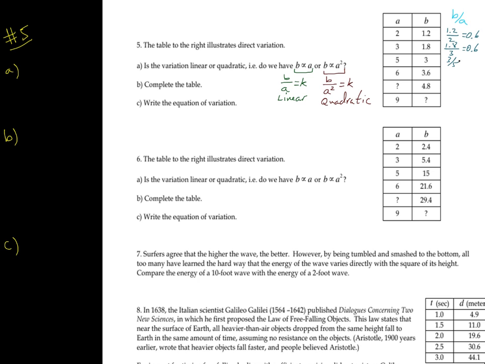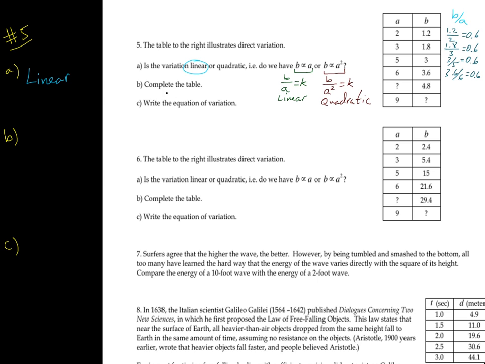3 divided by 5 is 0.6. So on and so forth. I think you get the idea. 3.6 divided by 6, that's 0.6. Okay, so the punchline there would be, yeah, this is linear variation. The ratio of b just to a, not a squared, is a constant.